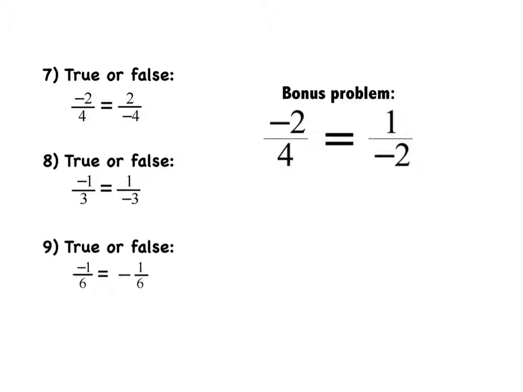Well, they're the same denominator and the same numerator. The only difference is where the negative is placed. And there's just one negative in both examples. So this is true. Try 8 and 9 on your own. Pause the video until you're ready to move on.